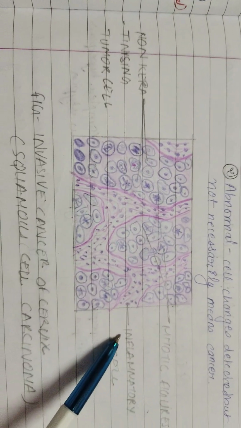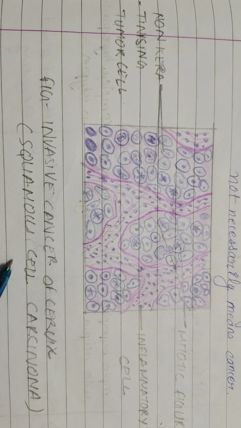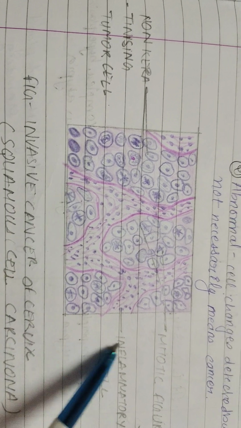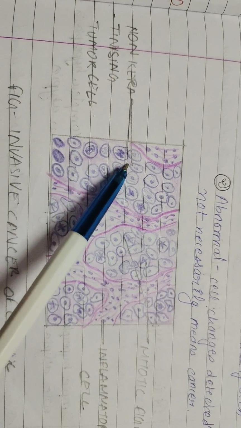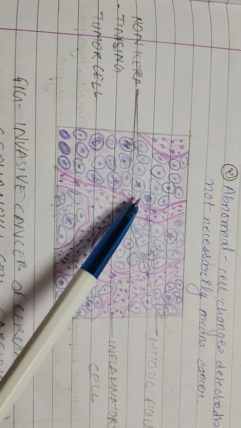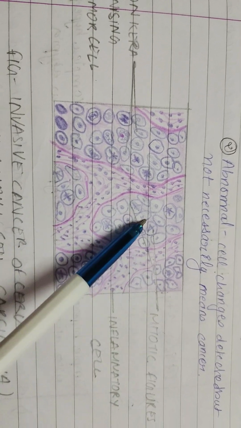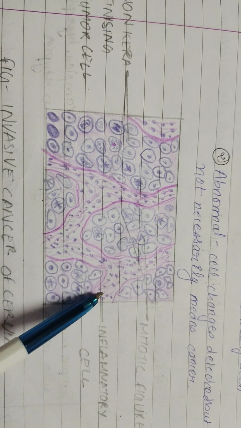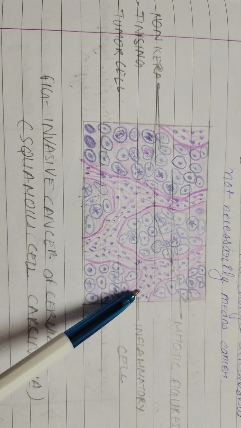And here is the histological diagram of invasive cell cancer of cervix, in which we see the non-keratinizing tumor cells, then the mitotic figures and inflammatory cells, that is lymphocytes.